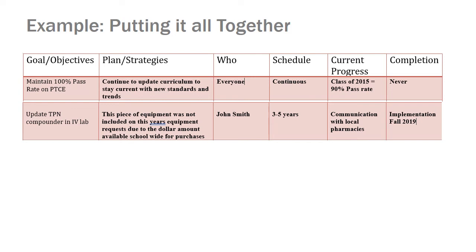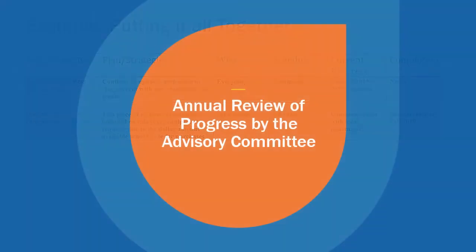To keep the people assigned accountable, a current progress and completion column is added. It is important to have agreement by the committee on situations that include timeline changes. To maintain accountability and relevance to the current practice model, it is important that the advisory committee reviews the strategic plan at least once a year.